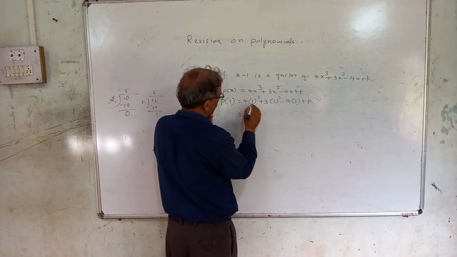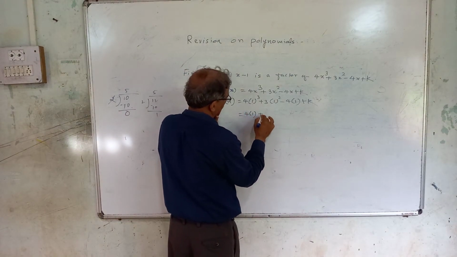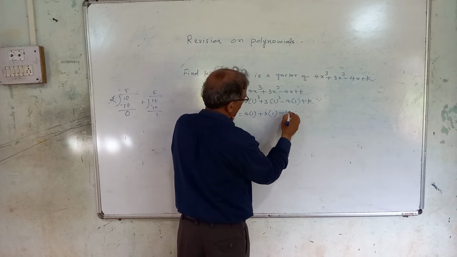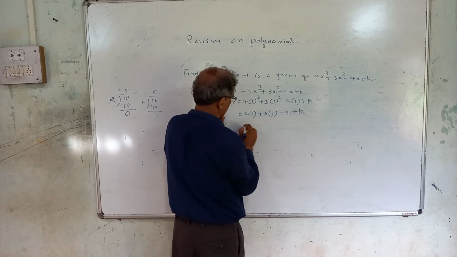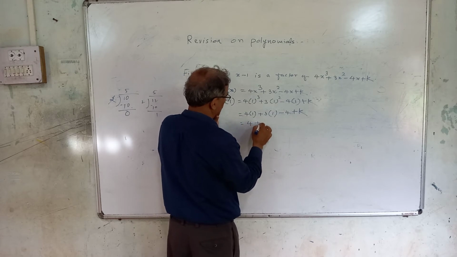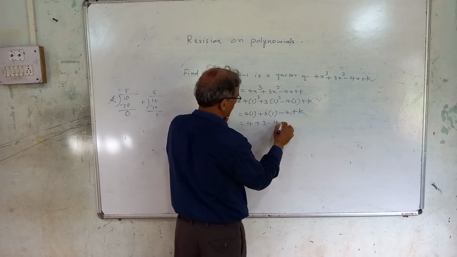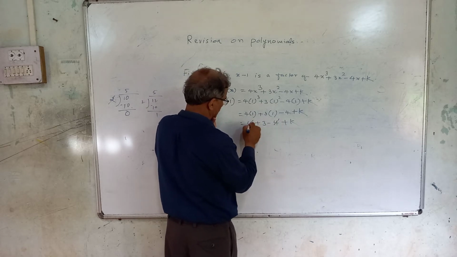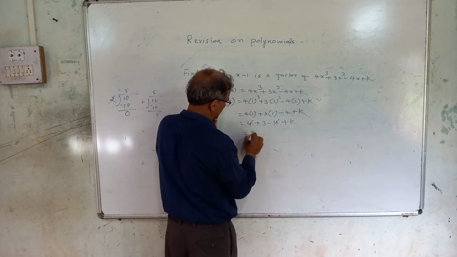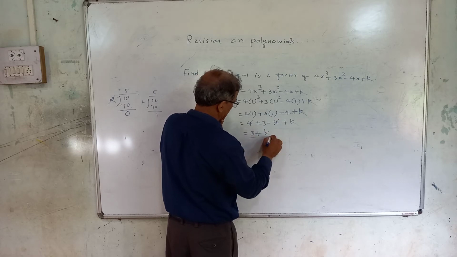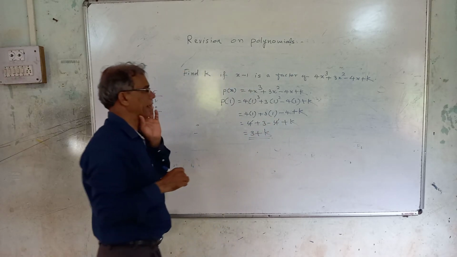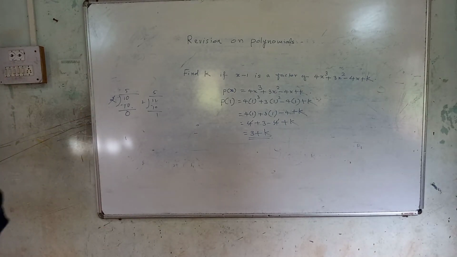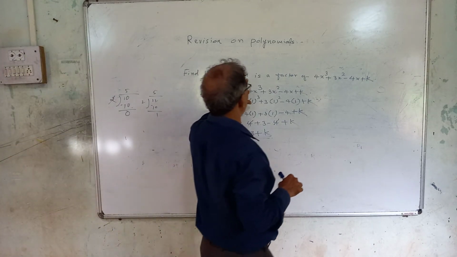4 into 1 cube is 4, plus 3 into 1 square is 3, minus 4 into 1 is 4, plus k. So it is 4 plus 3 minus 4 plus k. So plus 4 minus 4 becomes 0, and what is remaining? 3 plus k. This is the remainder we are getting. But if it is a factor, the remainder is 0. So we have been given that x minus 1 is a factor.